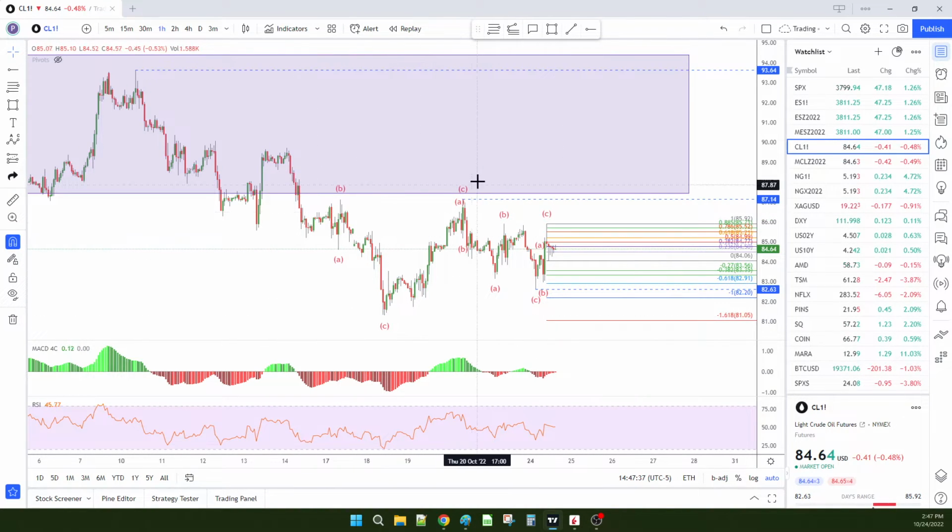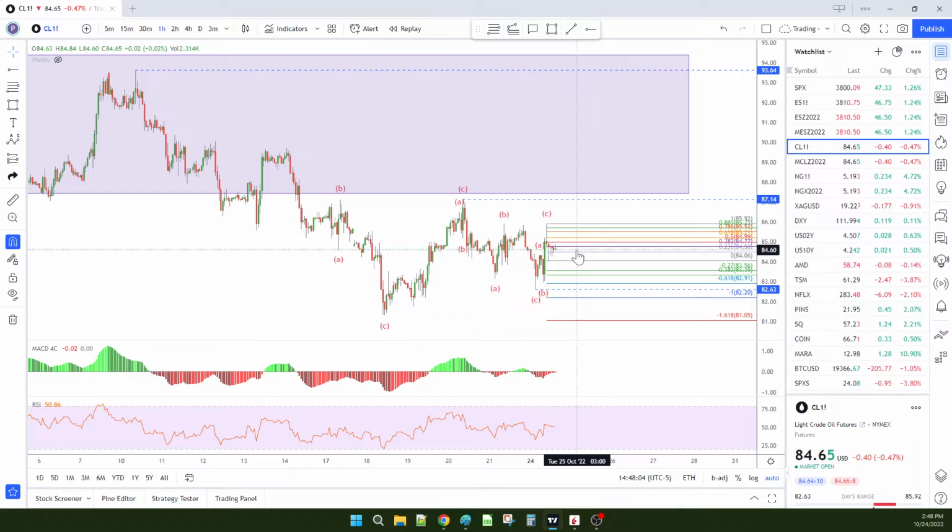We've got an ABC down, and then we've got an ABC up, and now we've got a series of ABCs. So not until it can break 85.92 or break below 82.63, oil, I think that's a no trade for me right now. Just can't decide what direction it's going to take here.